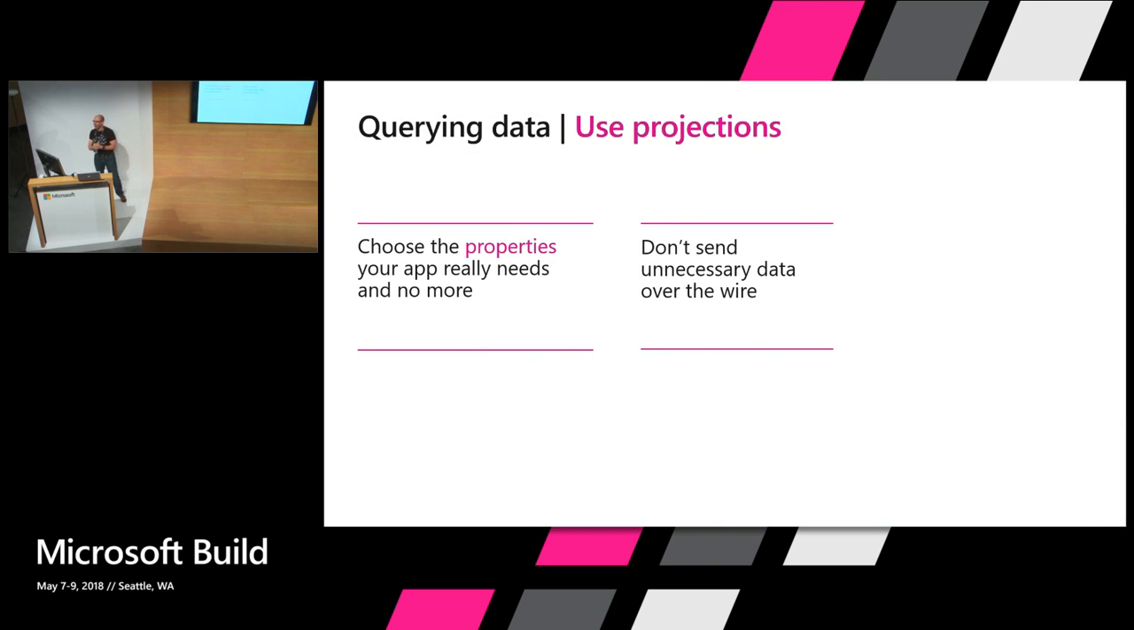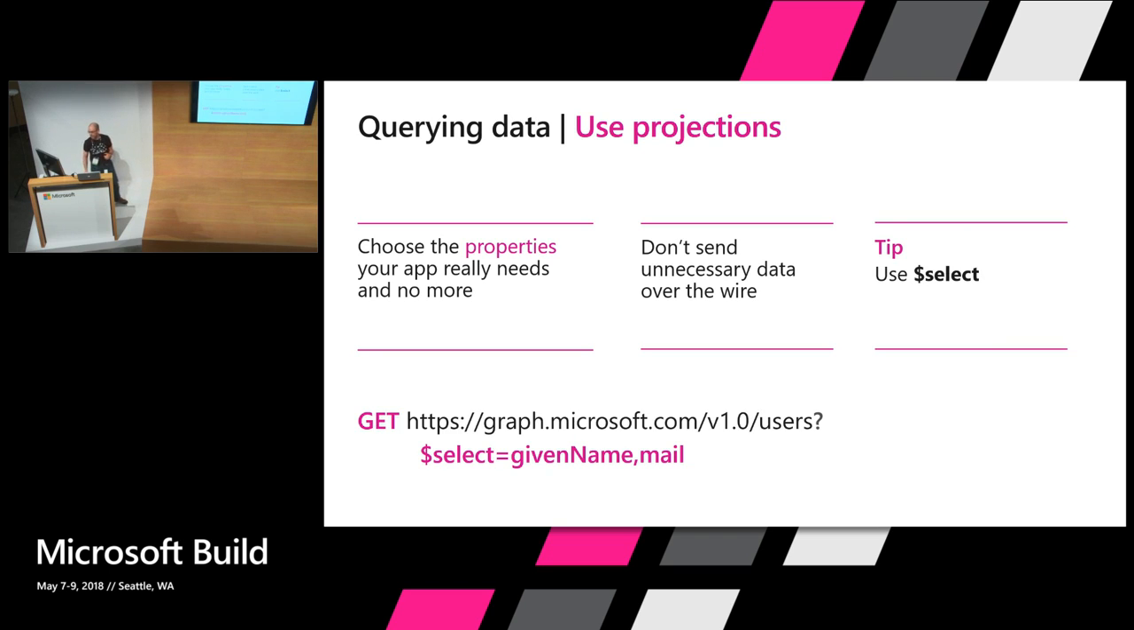So the first tip here is using projection. In this case, imagine you've got a table. Here you're basically selecting the columns of the table. So choose the properties that apply to your app, and don't send unnecessary data over the wire. You're going to see that's a bit of a recurring theme. In order to do that in Microsoft Graph, you use a $select query parameter. And here you can see it in action for the user entity, selecting given name and email.